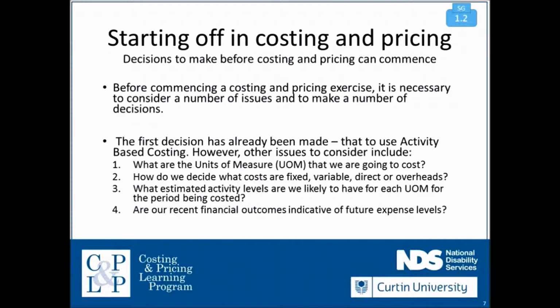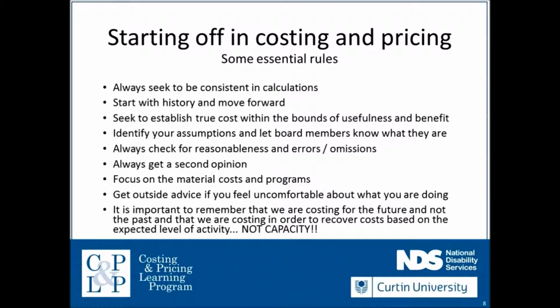The final point, of course, that you need to decide upon is to identify the financial outcomes indicative of future expense levels. In other words, one of the things that you need to do is look at the history of your organisation from an accounting or financial perspective and use that history to try and predict what activity levels you're likely to have and also what the costs of those activities are likely to be.